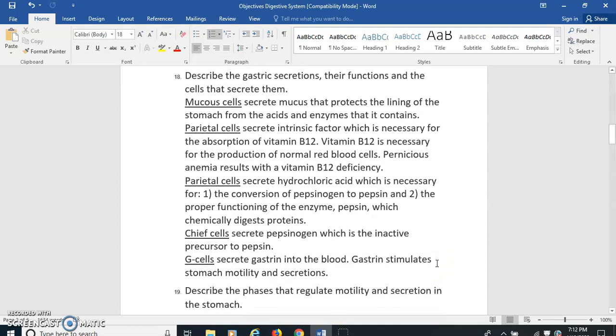Okay, so in the next video we'll talk about how the stomach is regulated, all those functions that are going on.